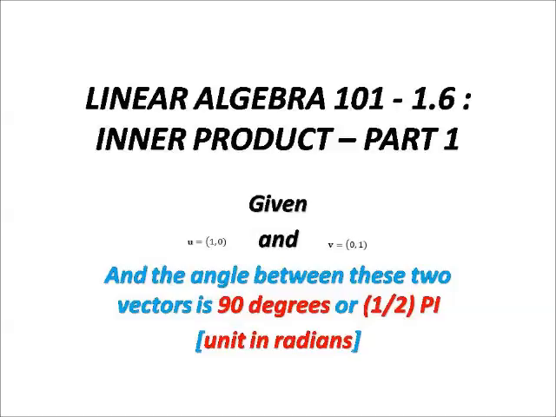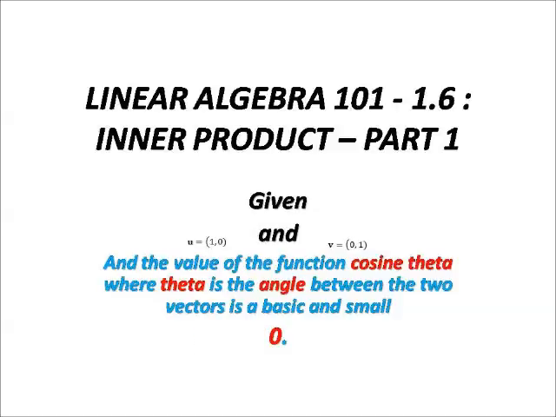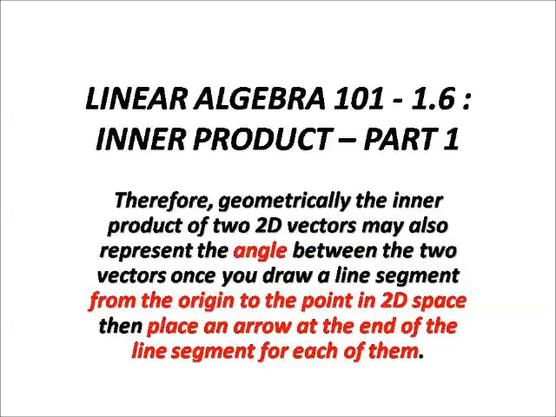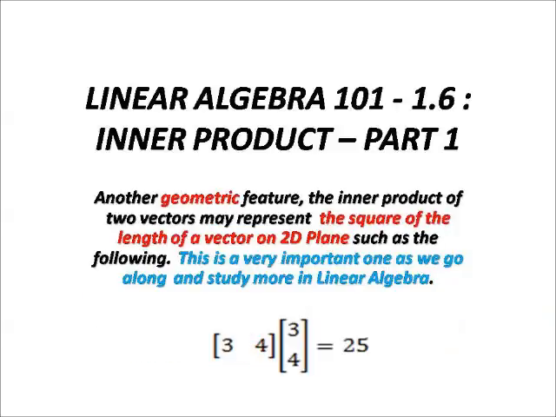And you can tell it's a quarter of a circle going through the arc. Now, because theta equals 90 degrees, the value of cosine theta equals 0, a big, huge 0. Therefore, geometrically, the inner product of two 2D vectors may also represent the angle between the two vectors. Once you draw a line segment from the origin to the point in 2D space, then place the arrow at the end of the line segment.